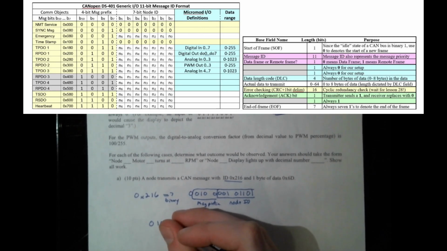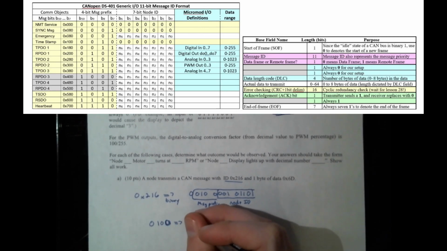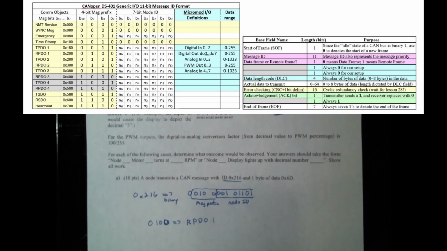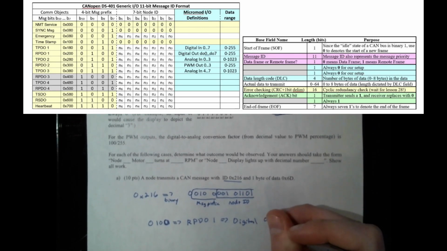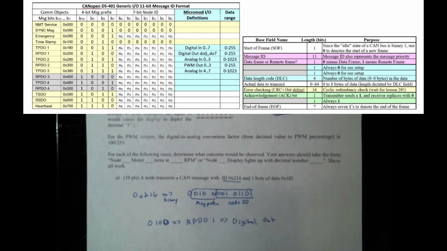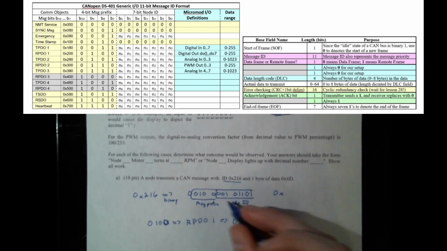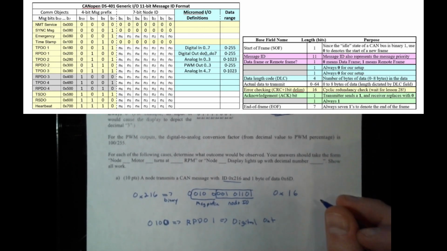0100 prefix corresponds to RPD01 as the message format. And if we look across the table at what that corresponds to, that RPD01 corresponds to digital out. So that's what our message is being sent for. We also need to translate that node ID, and there we're just going to take that hex that we have for 7 bits. So we're still going to have a 6 at the end, but we're going to have a 1. So 0x16 in hex is going to convert to 16 plus 6, which is 22. So that's our node is 22.